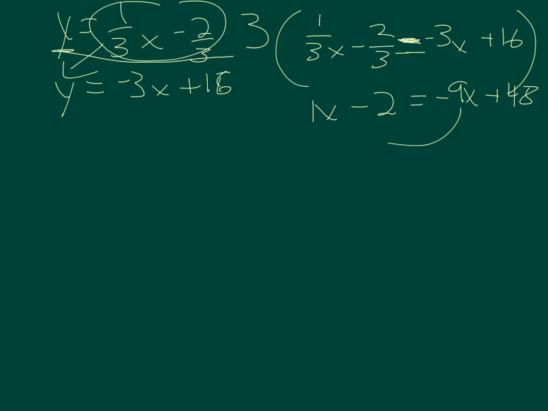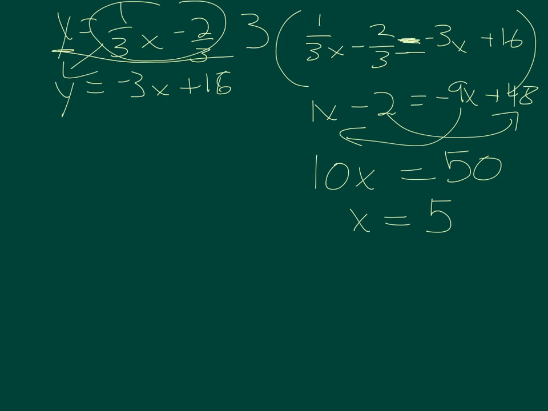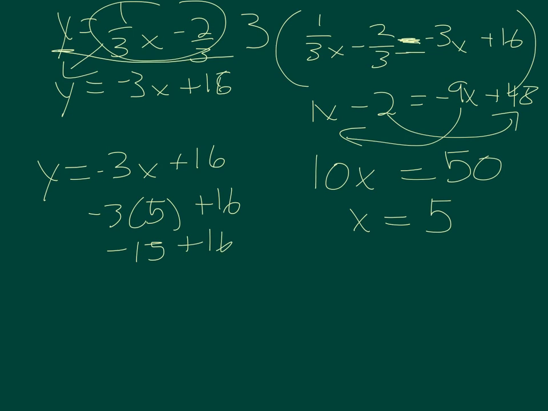So let's do some algebra. Let's add that 9x over here, so we have 10x, and let's add that 2 over to that side to make 50. Solving through by dividing by 10, and I have an x value of 5. To get my y value, pick one of the original equations. I'm going to pick the one that doesn't have a fraction, because why add fractions if not necessary? So I'm going to plug in that x value I just got over there to solve for y. So -15 plus 16, of course, is 1. So now I have the coordinates (5, 1).